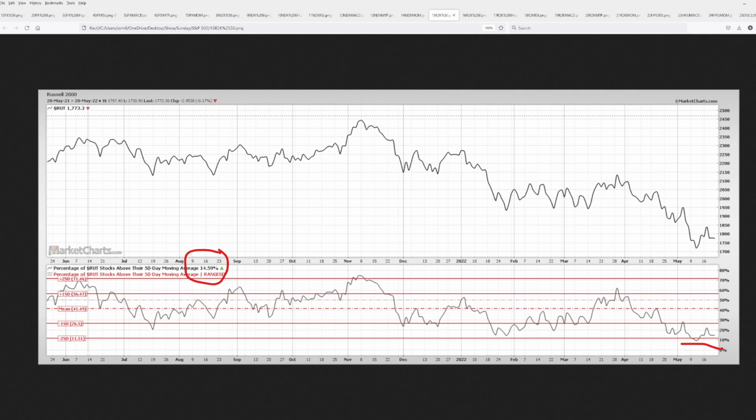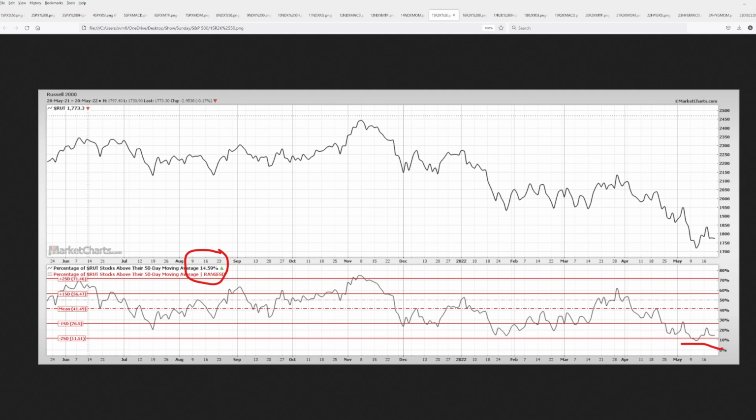Let's take a look at the Russell 2000. Small caps often lead the large caps. This is why a lot of investors and traders look at small caps. You see the percentage of Russell 2000 above their 50-day moving average, a mere 15% here, suggesting that 85% are in a bearish trend. They're heading lower, and certain enough, you see breadth going down, you see price going down.